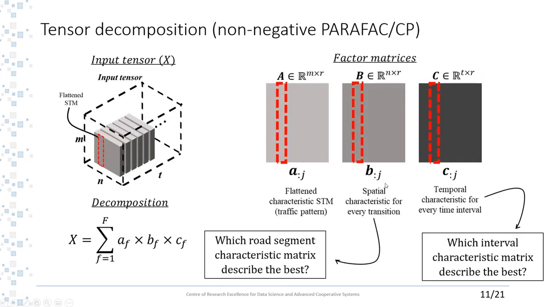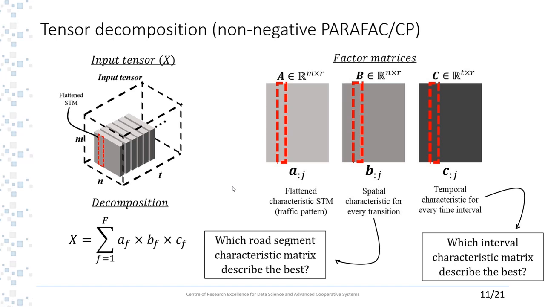So let's say a few words about the tensor decomposition. We use the non-negative PARAFAC method. We already described the input tensors. Then we applied the non-negative decomposition. As the result of the decomposition, we get three matrices. The first one, A, will represent the characteristic speed transition matrices, so it will give us the traffic patterns.